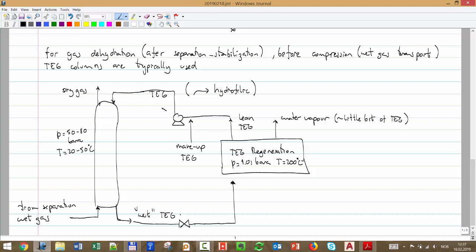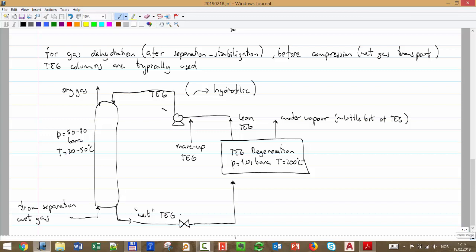Just to make it a bit more realistic, I also have to put some coolers so that the temperature, you know, I don't send this at 200, but I put a cooler. But let's keep it simple for now.